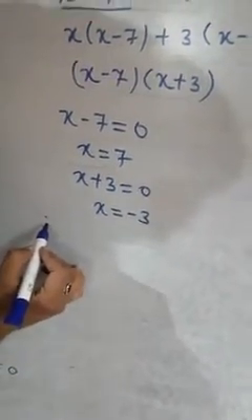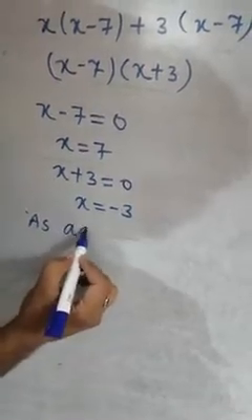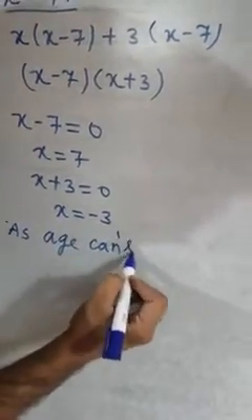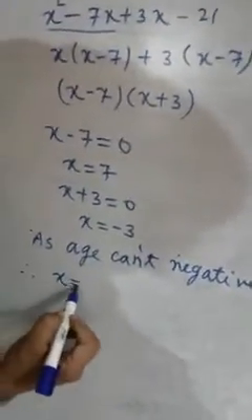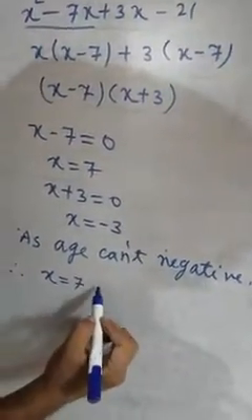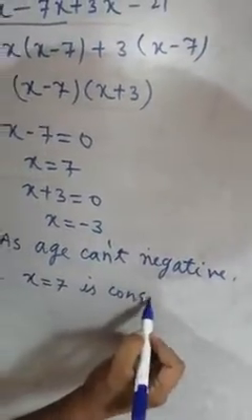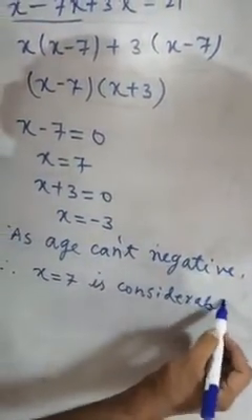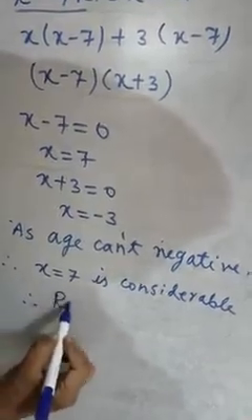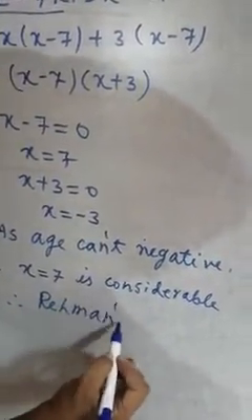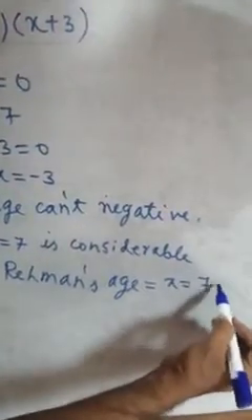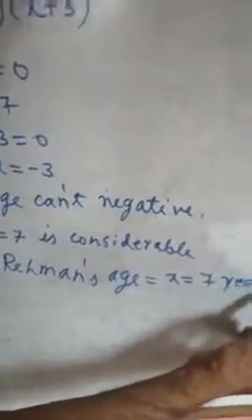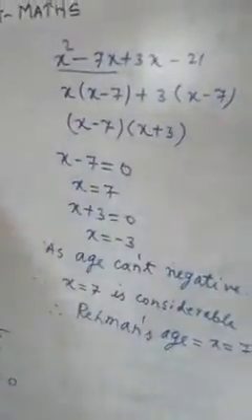We will write down as h can't be negative. Therefore x equal to 7 is considerable. This value we have to consider. Therefore, Rahman's age will be 7 years. Why 7 years? Because we took the x value equal to 7. So Rahman's age is 7 years. I hope you understood this question.